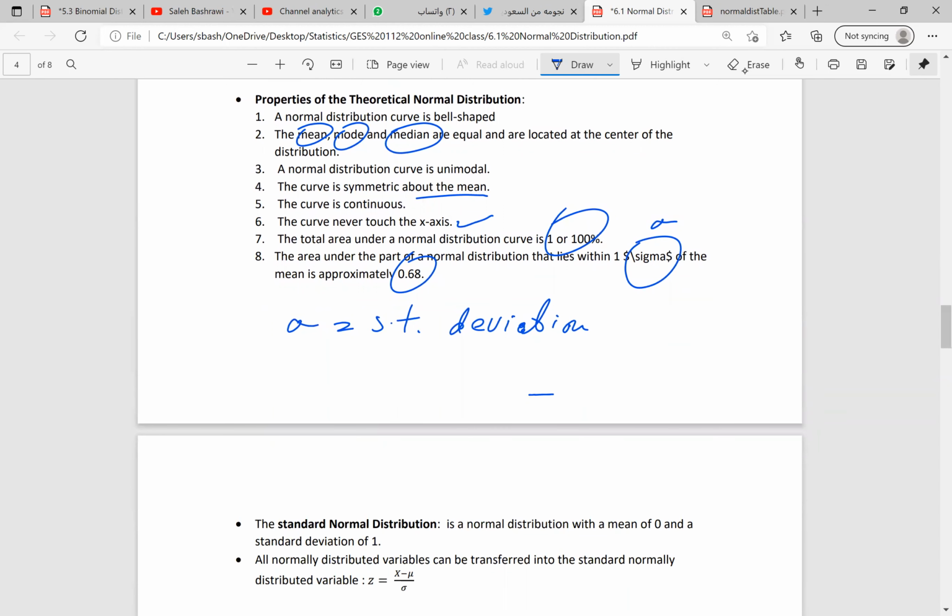If this is a normal distribution, and this is the mean, then it will be 1 sigma to the left and 1 sigma to the right. This will be 34%, and this is 34%, or 0.34 and 0.34. So 1 sigma to the left or 1 sigma to the right will have an area equal to 0.34 each.